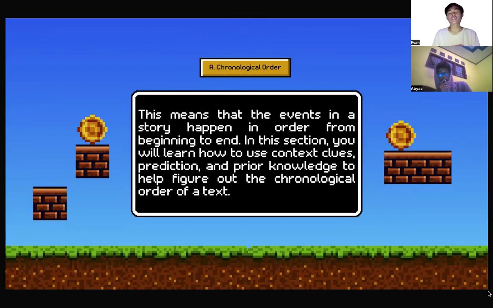It's a chronological order. This means that the events in a story happen in an order from the beginning to the end. In this section, you will learn how to use context clues, prediction, and prior knowledge to help figure out the chronological order of the text.